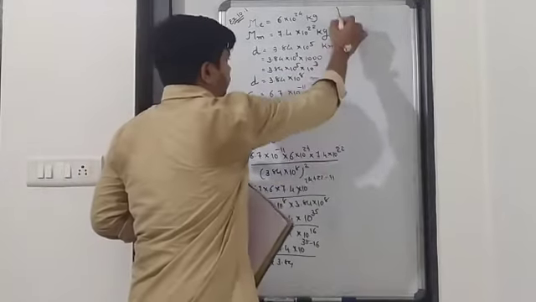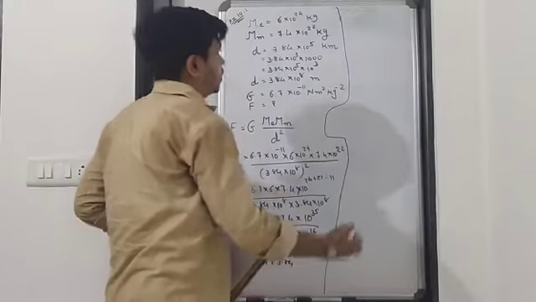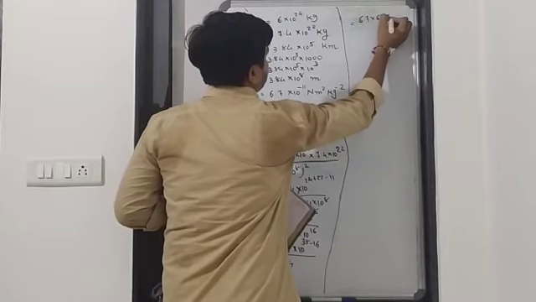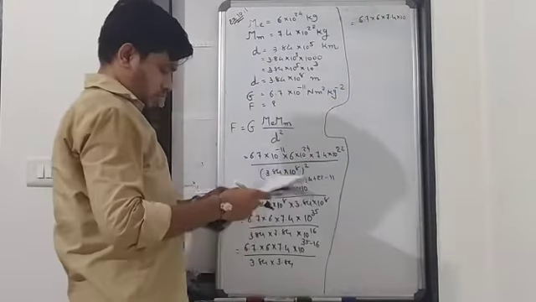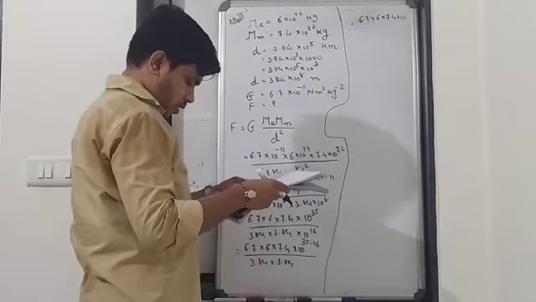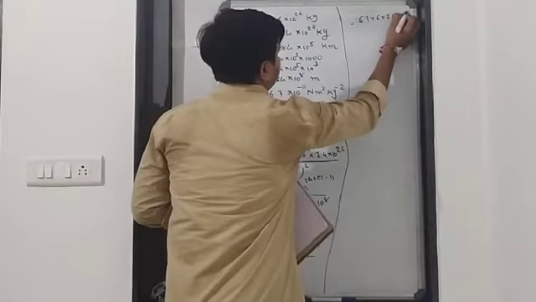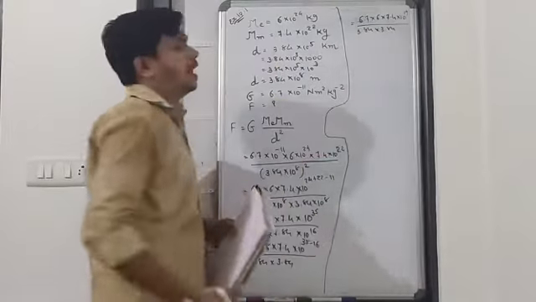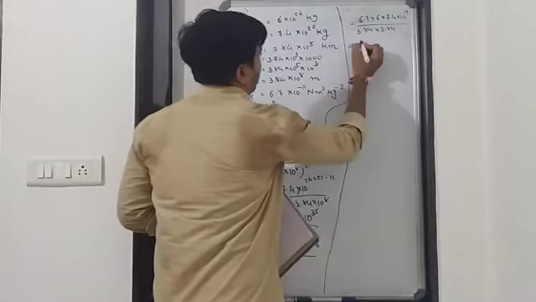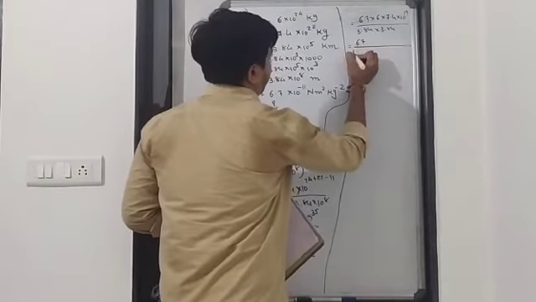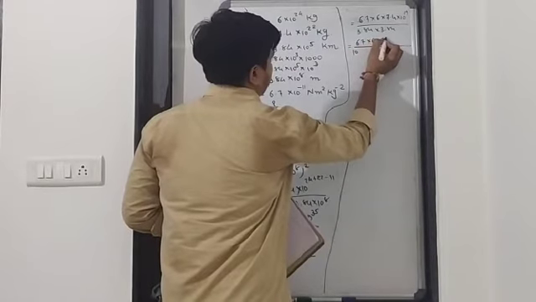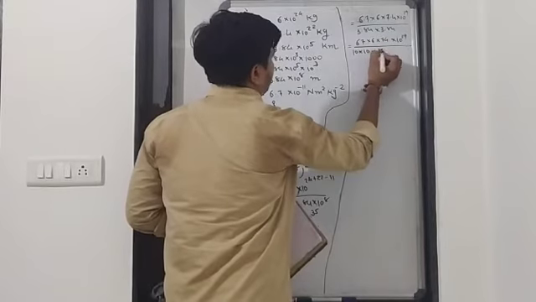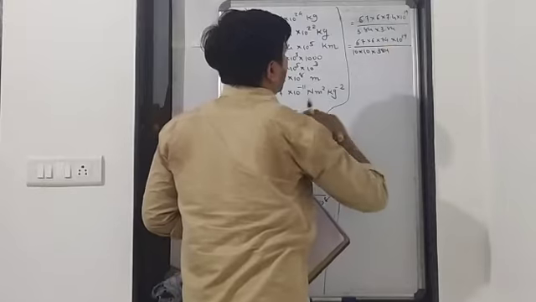Then what will be the answer? 6.7 into 6 into 7.4 into 10 raised to, the value is 19, divided by 3.84 into 3.84. Now we are just removing the point. Then it becomes 67, then you have to write 10, 6, 74, then 10 raised to 19. 384, then you have to write here 100.